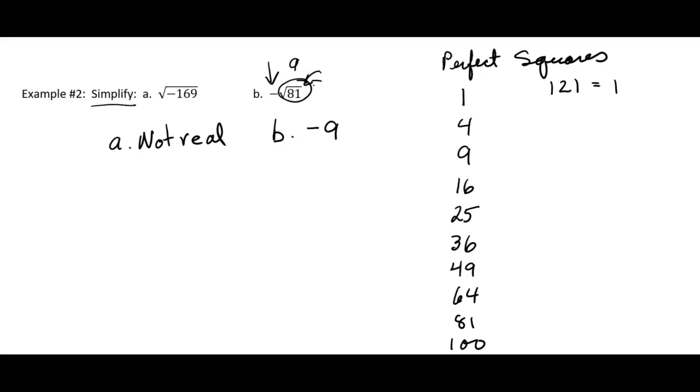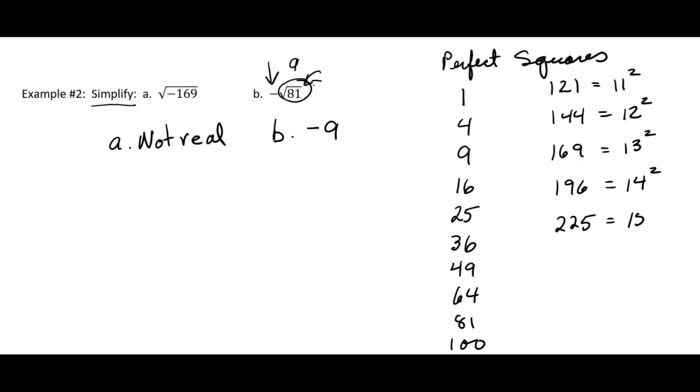121, now that's 11 squared. 144, that's 12 squared. That's called a gross. That's in business; they used to use that. 169, by the way, is 13 squared. 196 is 14 squared. And then 225, we had that one in the last video, is 15 squared. And that's as many as I know. After that, get a calculator or something. But it's nice to be familiar with those numbers.